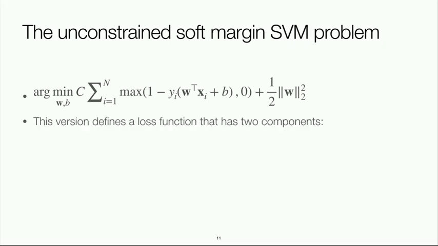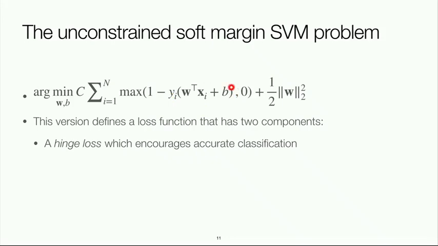This version is basically a loss function, so we're trying to minimize this loss function. It has two components. The first component is what we call a hinge loss. It's called a hinge loss because it looks like a door hinge if you visualize it. It's a loss that encourages accurate classification. If my classification is incorrect, or incorrect with respect to some margin, then I'm going to incur some loss.